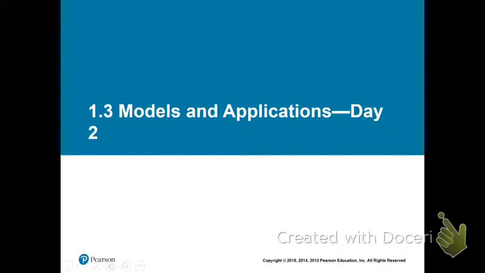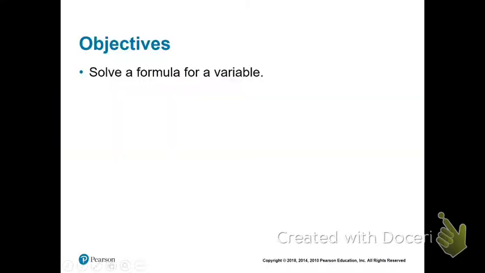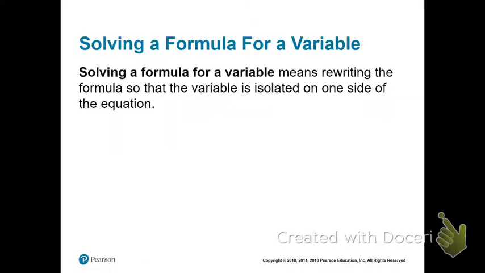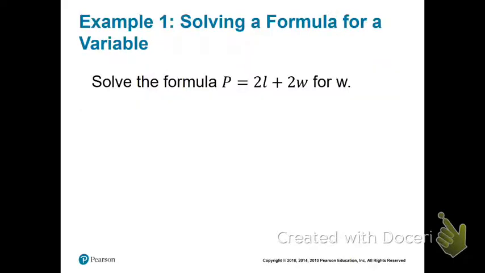All right, so continuing on, this part, all we're going to do is solve a formula for a variable. So remember, solving a formula for a variable just means rewriting the formula so that the variable is isolated on one side of the equation. The only thing that makes this hard for y'all is that there's more than one letter involved in it. But remember, you're going to just solve like you would if it was all numbers, moving one thing at a time. So example 1 says we're going to solve the formula P equals 2L plus 2W for W.